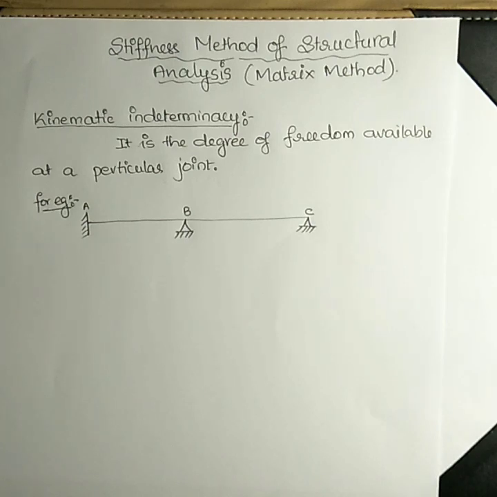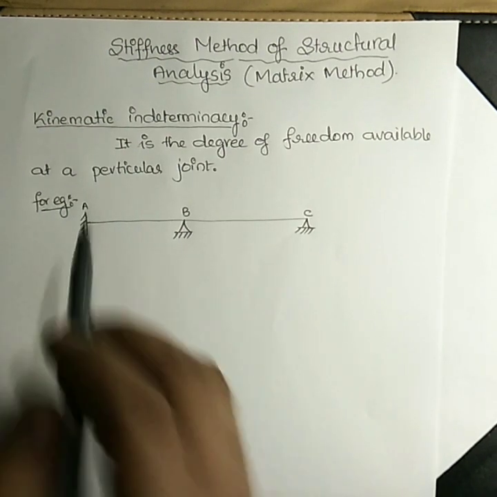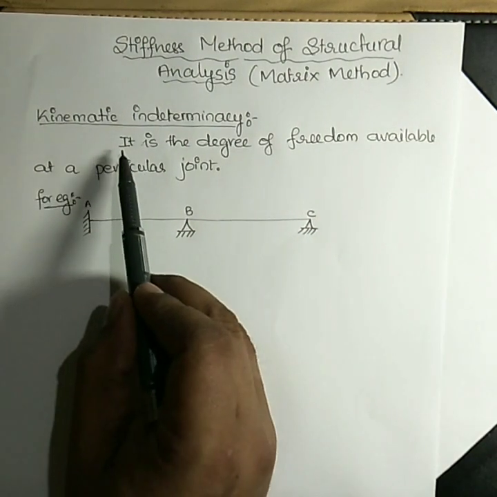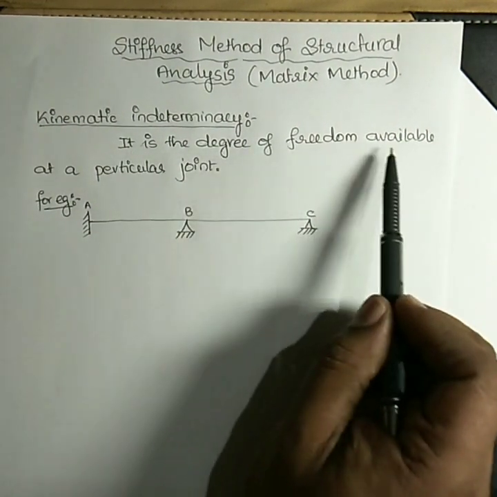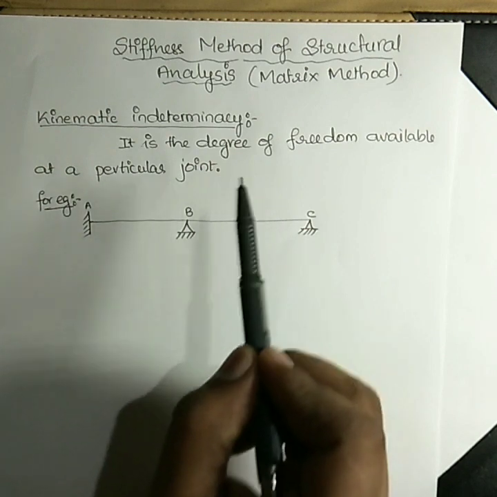Hello friends, today we are going to study the stiffness matrix method of structural analysis. Before going to the understanding of the stiffness matrix method, first you should be able to understand what kinematic indeterminacy is. Kinematic indeterminacy is nothing but the degree of freedom available at a particular joint.